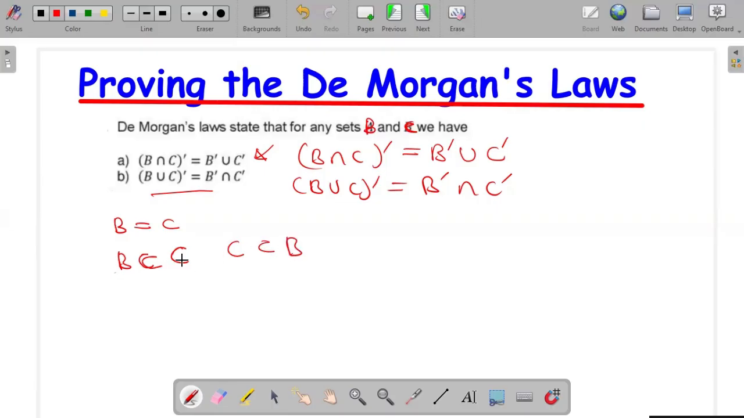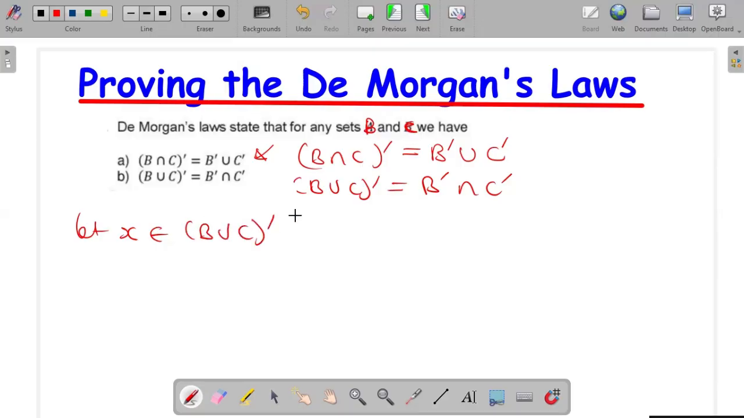So meaning B must be contained in C and C contained in B, then B and C are equal. So this is what we are going to show for these sets also, that if this part is contained in this one and this one is contained in that one, then the two are equal. So how do we do that? First I say let X, which is just an element, be a member of the first part, which is B union C complement.